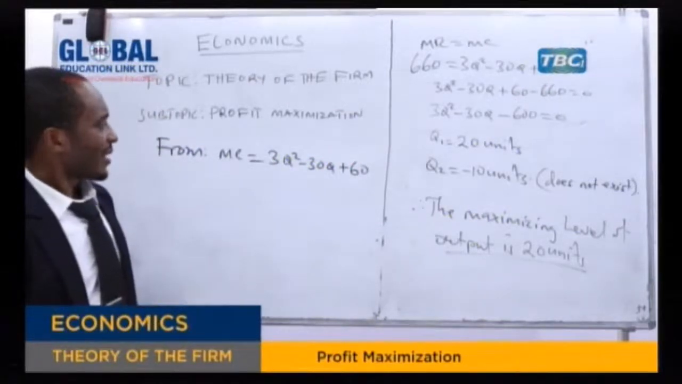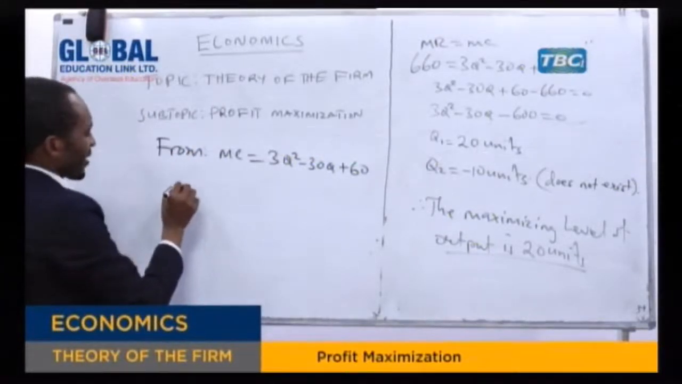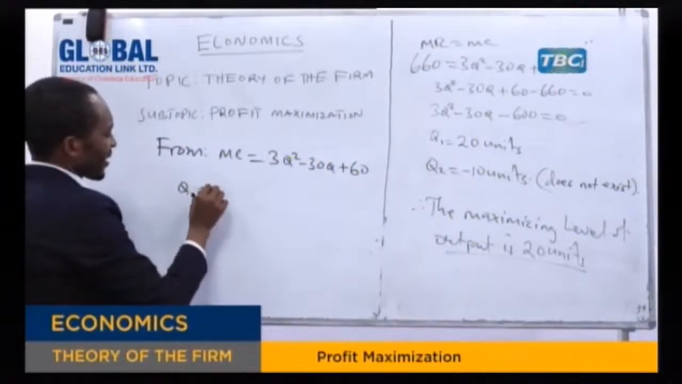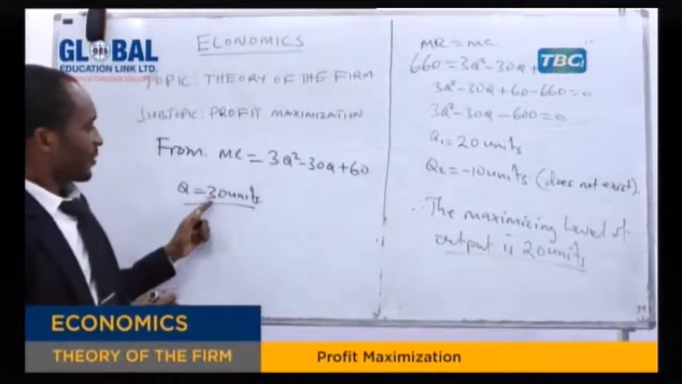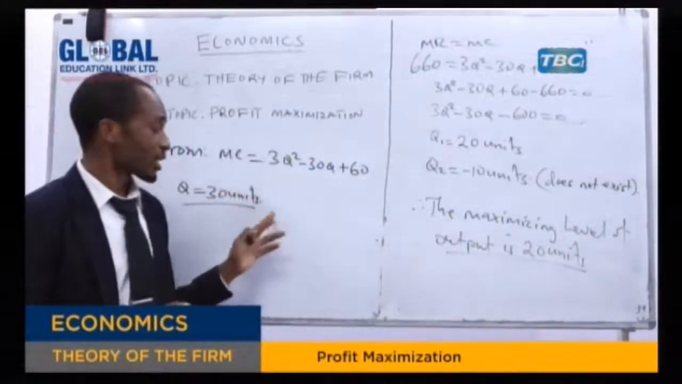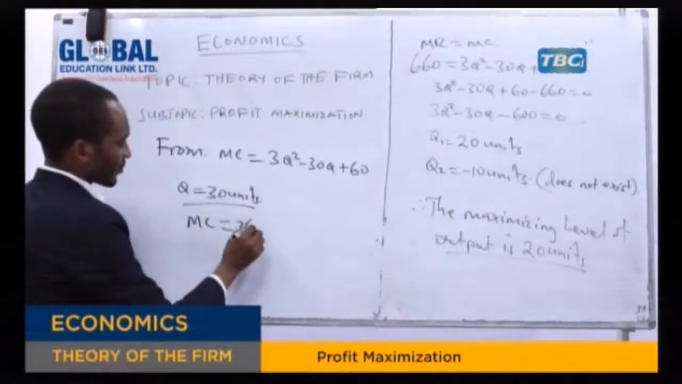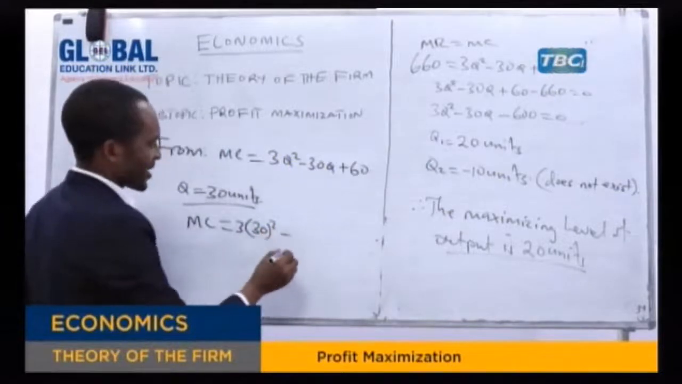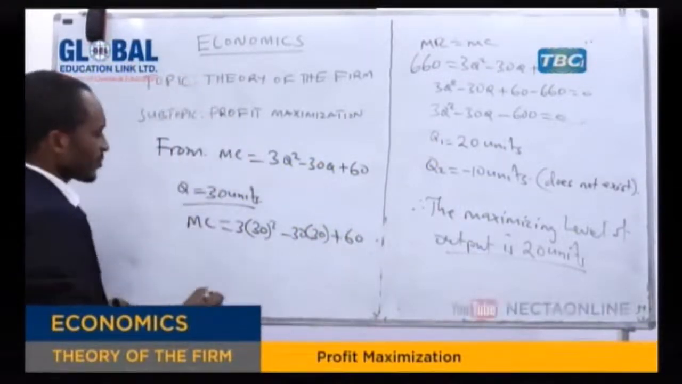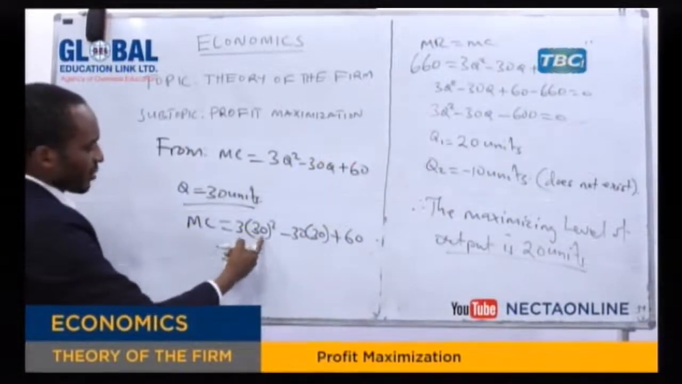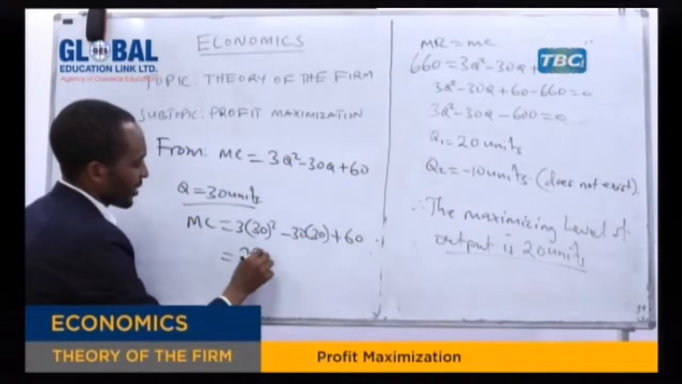Now let us see. If we increase from 20 units, let's assume now Q is 30 units. Let us plug this into the marginal cost to see the additional cost due to increasing output to 30 units. So the marginal cost will be equal to 3 times 30 squared minus 30 times 30 plus 60. Okay, so when you multiply this, it will be 2,700.